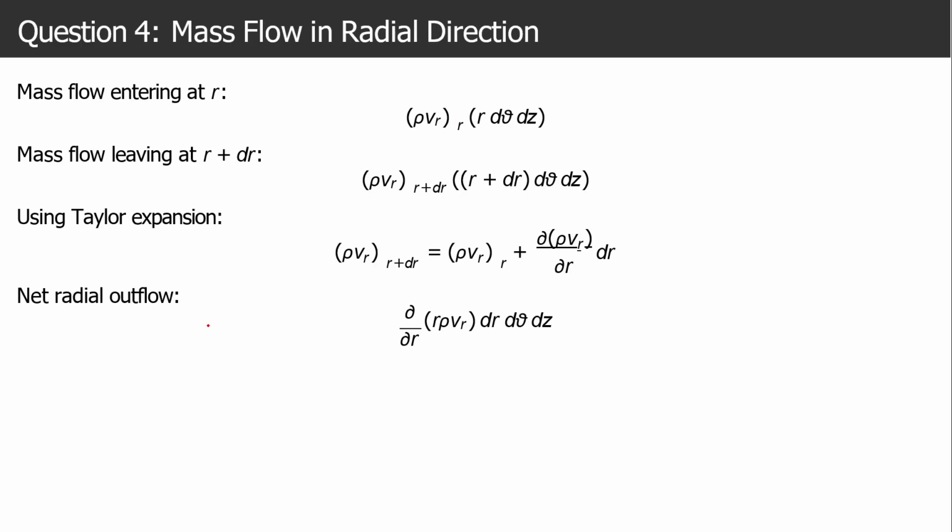Now let's go ahead and look at the entrance and look at the inflow and outflow. So the mass flow entering at r will be rho v_r. Rho v_r is our velocity, right? So rho v_r will be the flow entering at r, and r dθ dz will be the perpendicular area. Like the velocity, you can assume a velocity component entering in that area, so it's just the perpendicular area.